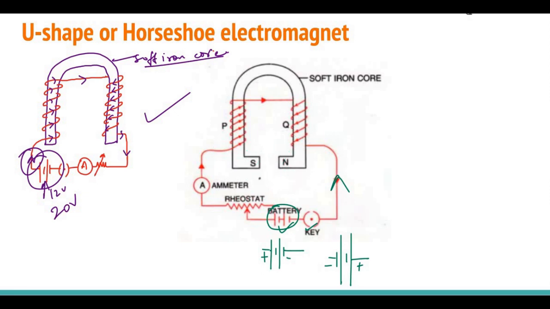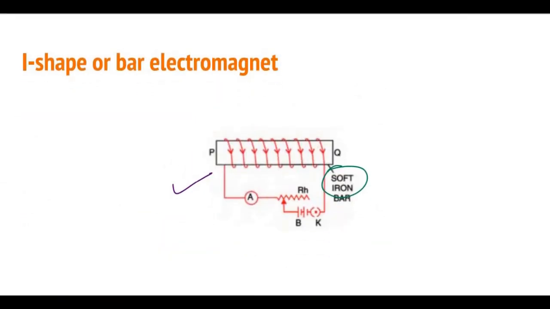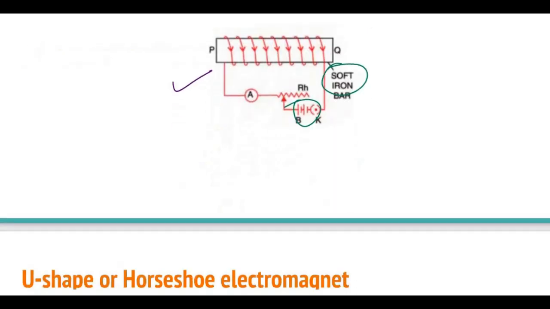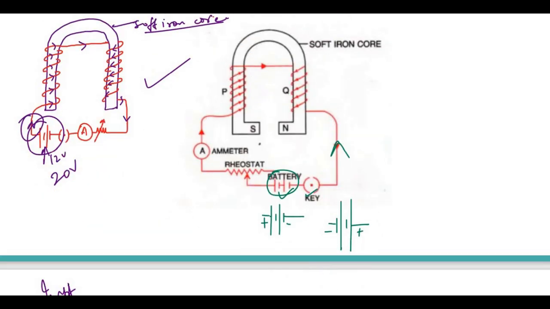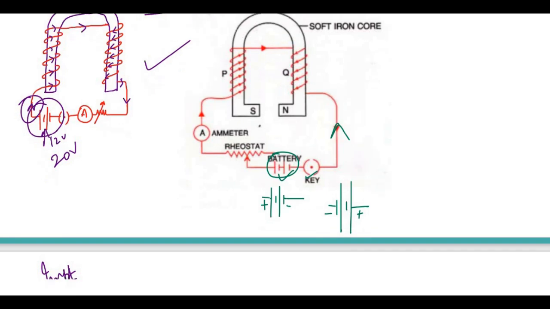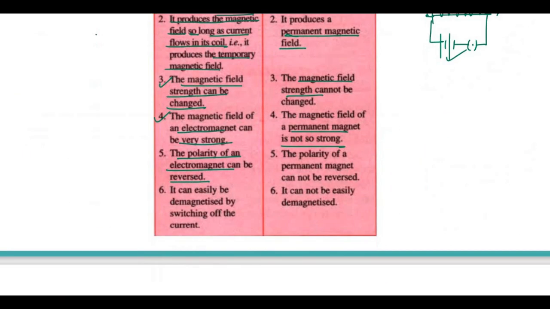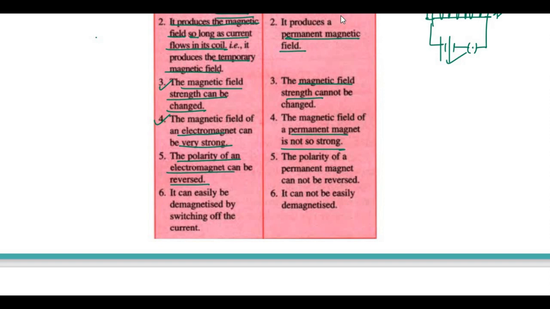ये काम आप I-shaped electromagnet, means बार इलेक्ट्रोमैग्नेट में भी कर सकते हो. बस बैटरी को घुमा दो, रोटेट कर दो, the direction of current will also reverse, and hence the polarity of the magnet will reverse. जहां पहले नॉर्थ था वो साउथ पोल बन जाएगा, जहां साउथ था वो नॉर्थ बन जाएगा. So this can happen in an electromagnet. You can reverse the polarity, but polarity of a permanent magnet cannot be reversed.